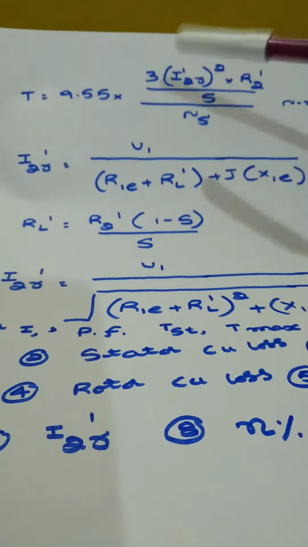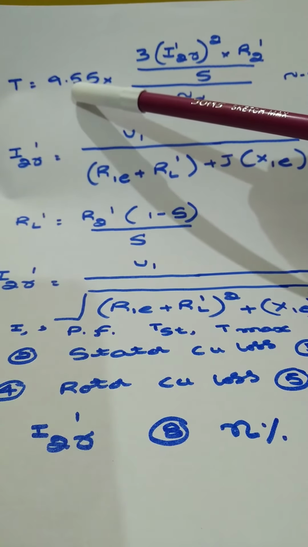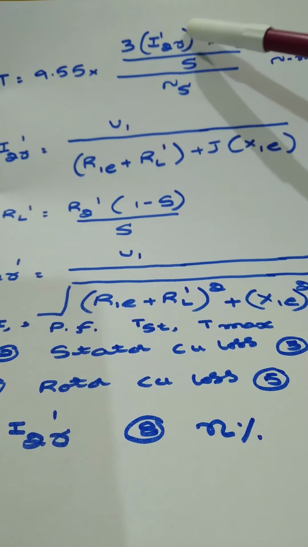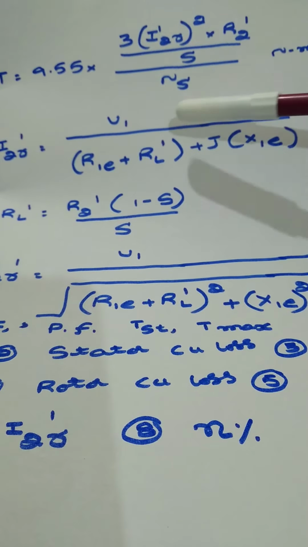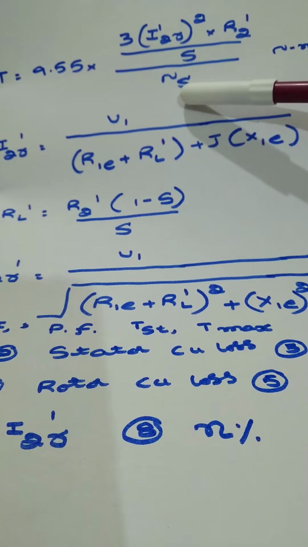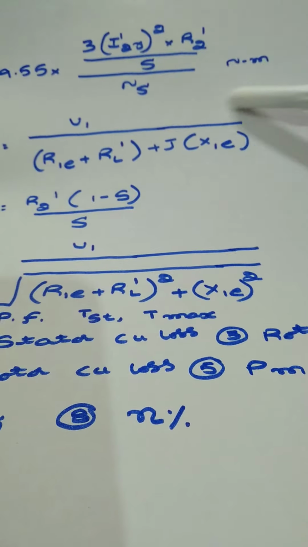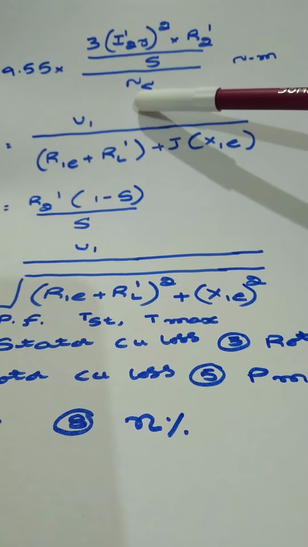Also you can obtain the torque inside the induction motor, where all the factors get cancelled and you get one constant, 9.55, into 3 into I2 dash whole square, that is the rotor current, and then R2 dash by S, where S is the slip. Ns is the synchronous speed that you can obtain by Ns equals 120 f by p. By substituting this equation, the torque developed inside the motor can be obtained in terms of synchronous speed.